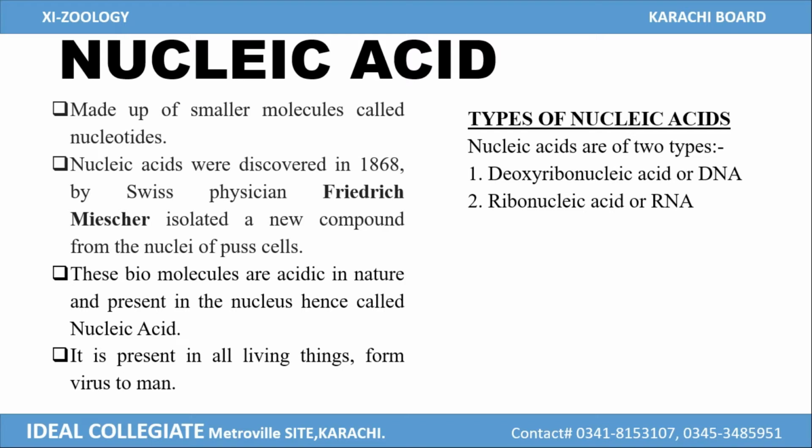There are two kinds of nucleic acid in a cell. One is known as deoxyribonucleic acid or DNA, and the second one is ribonucleic acid or RNA.